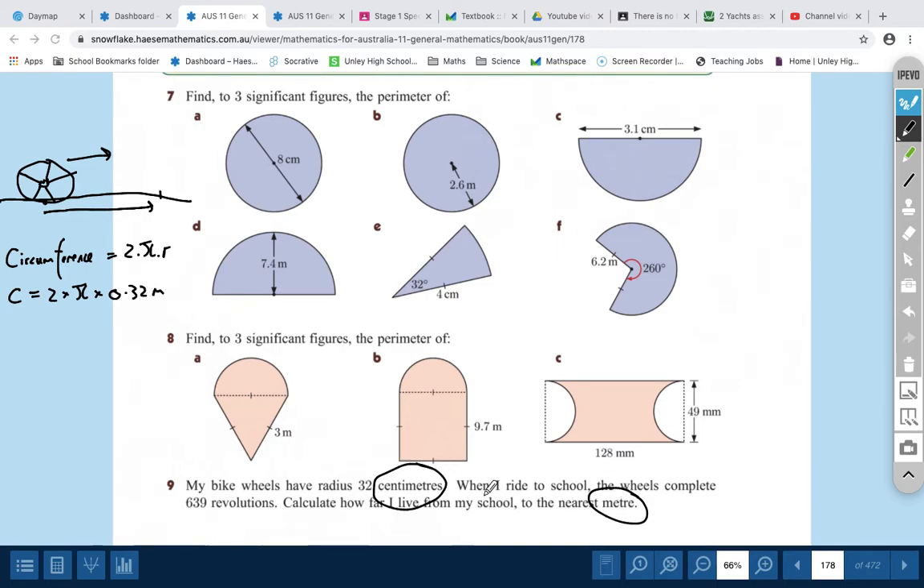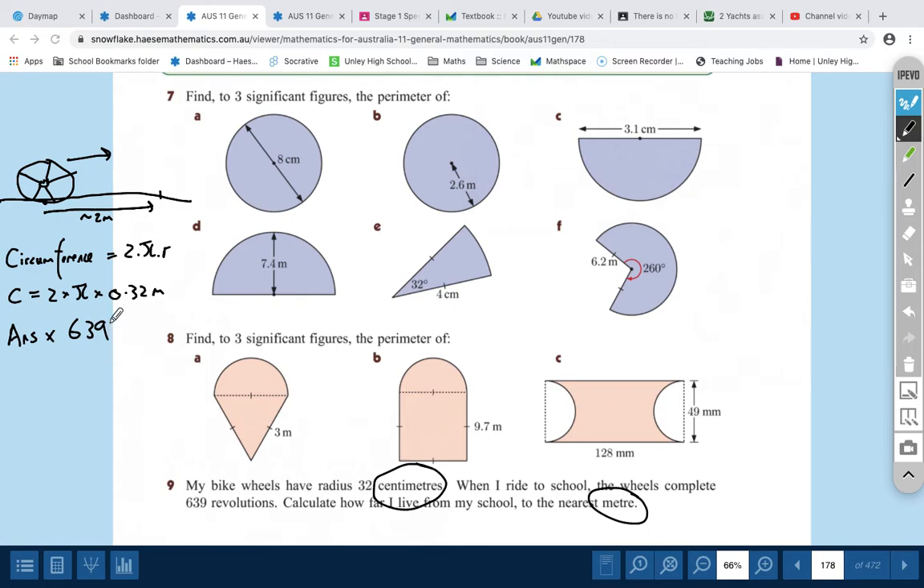And this wheel goes around, not once. Now what would that be? Pi is about 3. You've got about a metre there, but then you times by 2. This is about 2 metres, so it's going to be approximately 2 metres. But that's only one revolution. We've got 639, so we'd have to take our answer and times it by 639.